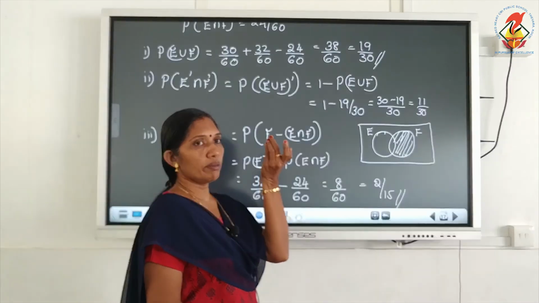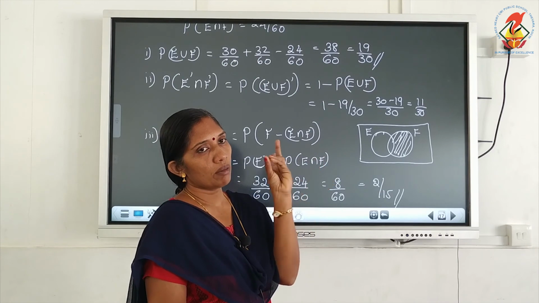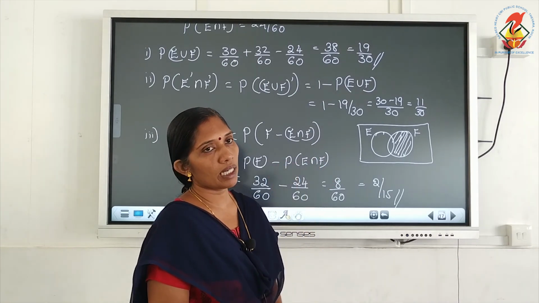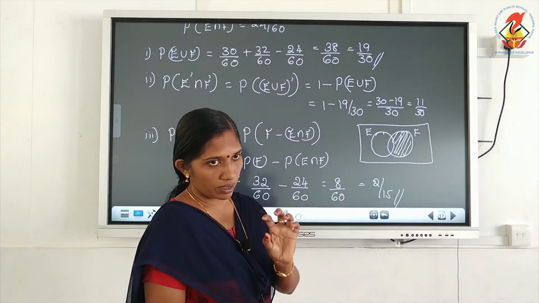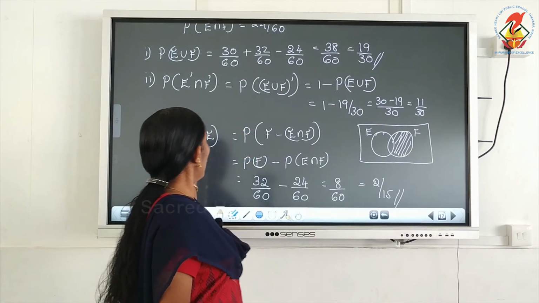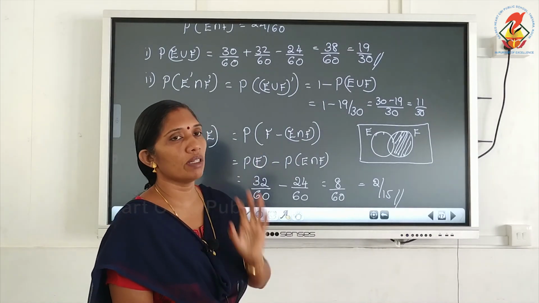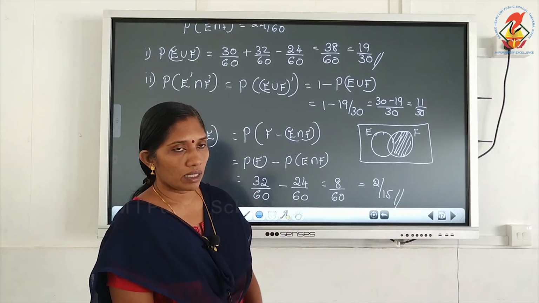Okay, so you have to remember: or, at least means union symbol, both means intersection symbol, then neither nor is intersection of their complements. Okay, then A but not B, that is A minus B. So from A you have to subtract the common portion.